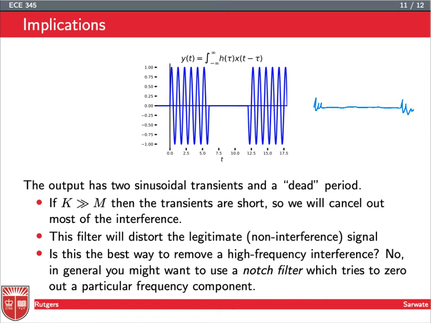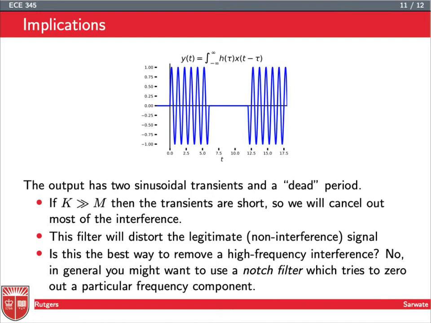That's kind of what we hope it would look like, right? And so this dead period would be quite long, these transients would be short, and then we've canceled out the interference. So we're done, right? Great, we made a system that canceled out the interference. But hang on a second. This filter is actually going to distort the legitimate signal.